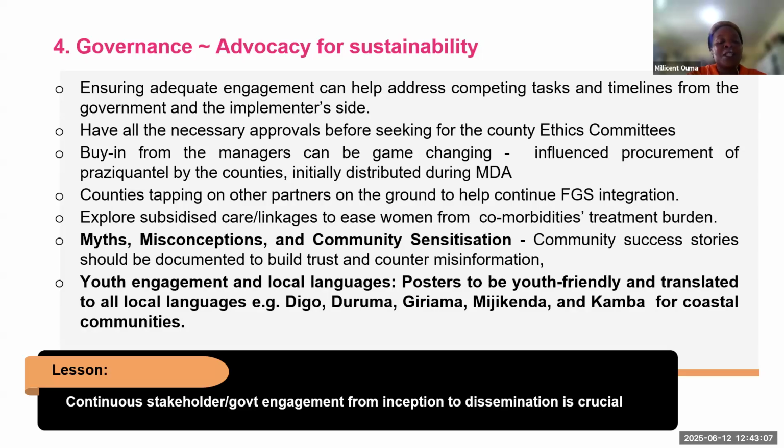So if we have such success stories like the one we've just shared, and amongst others which we've shared in other platforms, then it demystifies a lot of myths we've been having about some signs and symptoms of FGS, and also ensures adequate community sensitization amongst the communities we are working in.